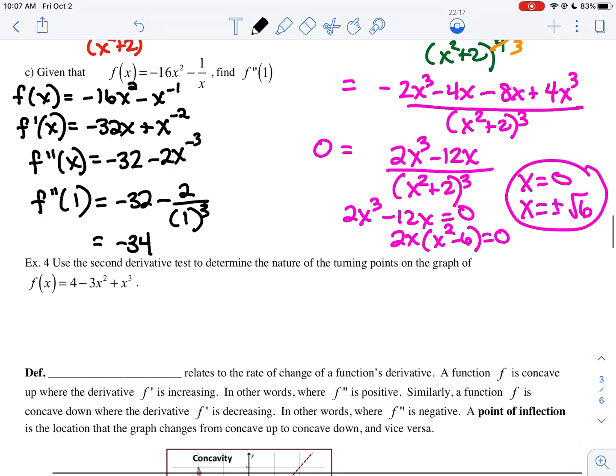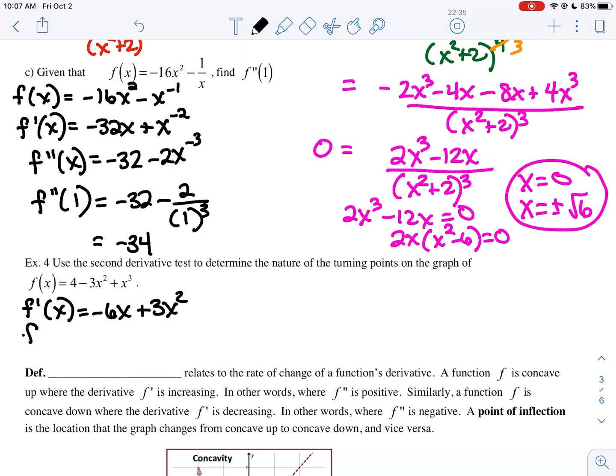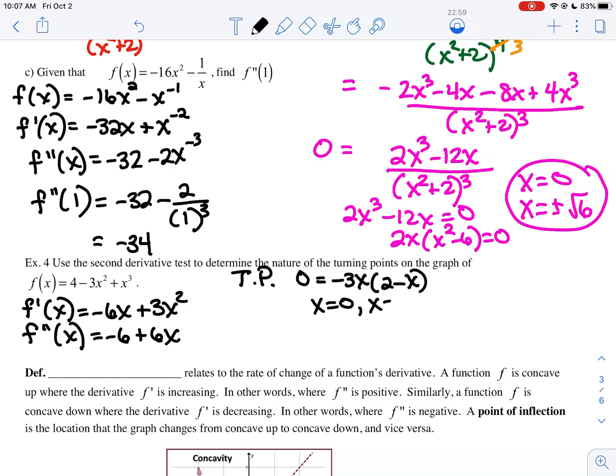All right, example 4. Use the second derivative test to determine the nature of the turning points on the graph of f of x equals 4 minus 3x squared plus x cubed. All right, so let's get to the second derivative. And to do the second derivative test, I need the turning points from the first derivative. So take that first derivative, which I believe we did. We got x was 0 and x is 2.